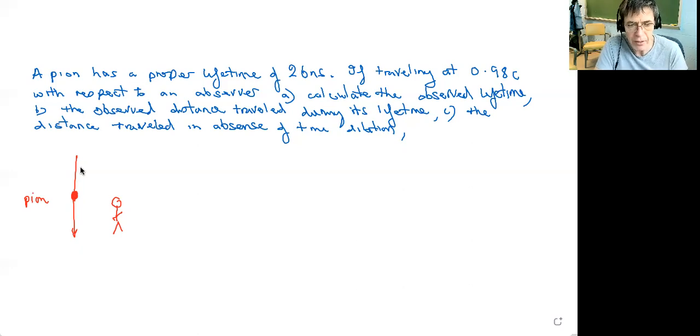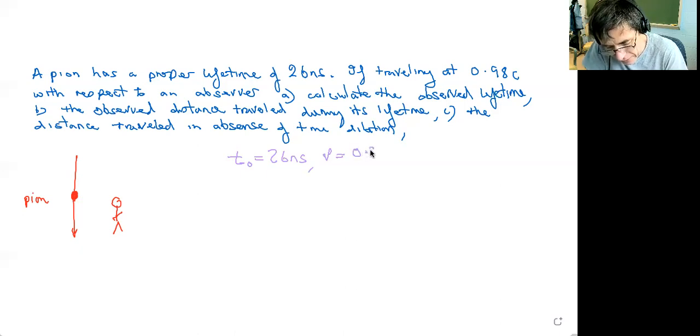I'm just going to begin by writing down the quantities that we're told, the quantities that we know in this problem. So T naught, that's the proper lifetime of the pion. That's 26 nanoseconds. V, that's the speed the pion travels at in the observer's frame of reference. That's 0.98 of the speed of light.